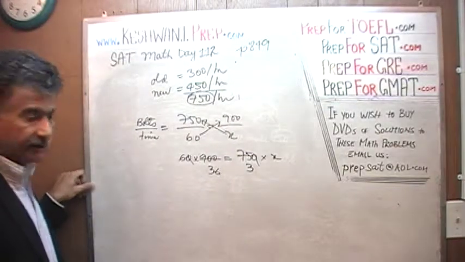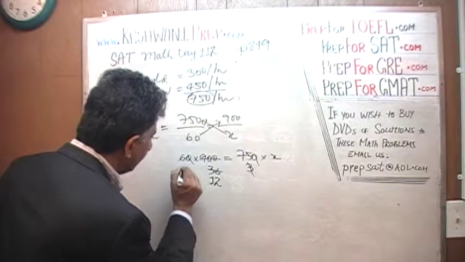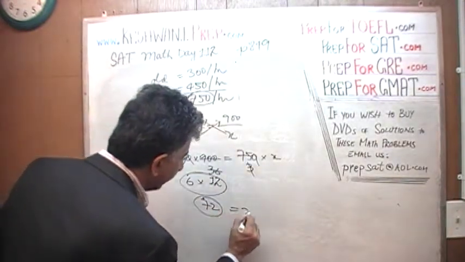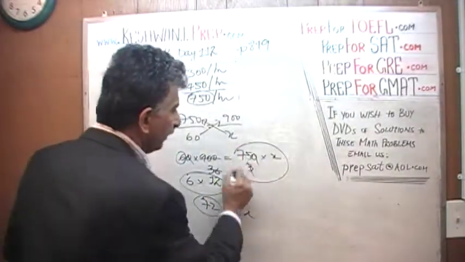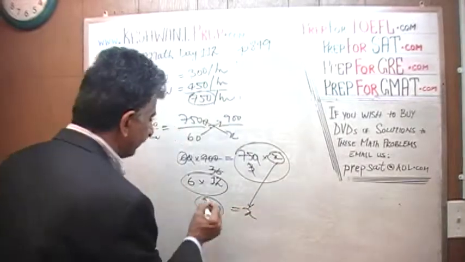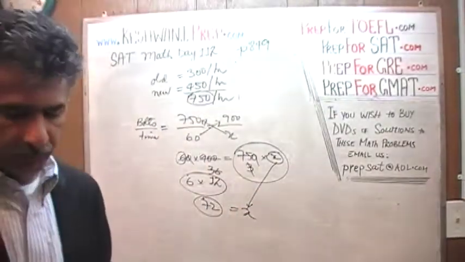Let's divide both sides by 3. If you divide both sides by 3, 36 becomes 12. And the answer is, here we have a 6. 6 times 12, which is 72. And that's our x, because on this side we are left with nothing but x. So x equals 72. That was more of a conventional, traditional way.